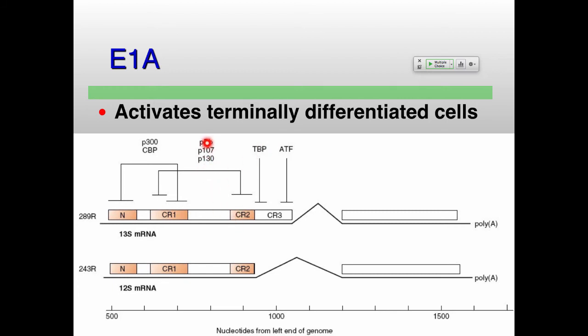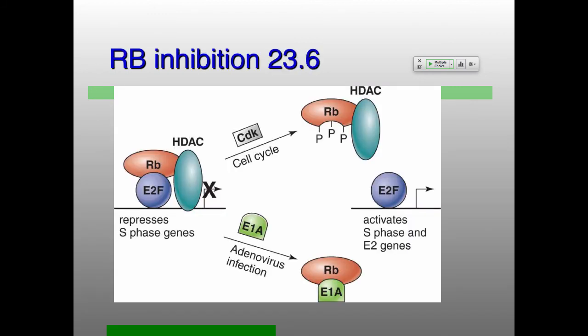Particularly important is this RB interaction, which is basically the same thing that we've seen almost ad nauseam now. Normally, RB binds to the E2 factors together with histone deacetylase complexes in the normal cell cycle. Cyclin-dependent kinases phosphorylate this, and the E2 factors go ahead and activate S phase. If you have E1A, which is made as the very first protein when adenovirus infection takes place, this binds to RB and allows the stimulation of the E2 genes. And the E2 genes are, of course, which genes?